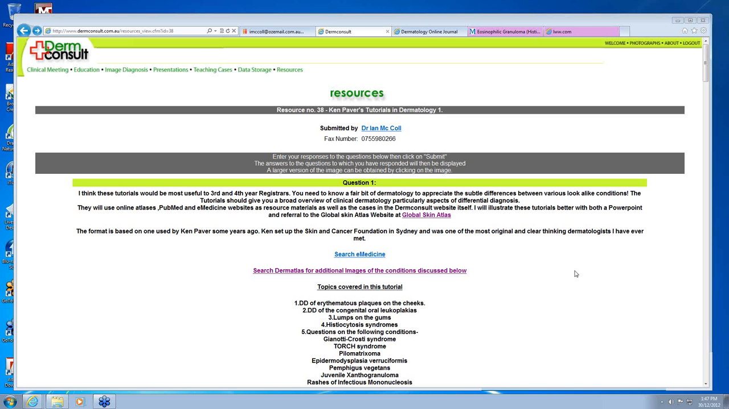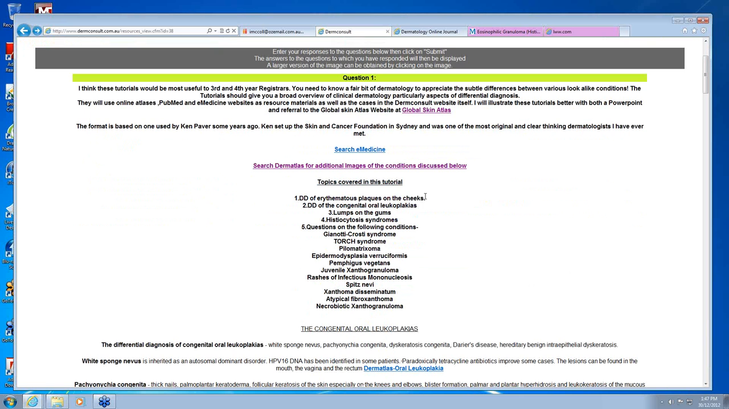Now, what were the topics in this particular tutorial that Ken went over? Well, we're going to look at erythematous plaques in the cheeks. We're going to look at the DD of congenital oral leukoplakias. Then a bit on lumps in the gums, the histiocytic syndromes, and then some questions on each of these conditions.